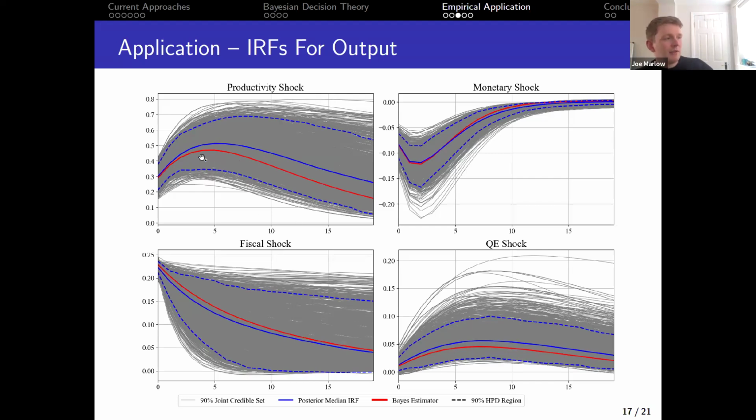Although there's some differences, so the Bayes estimator produces less persistence in output following a productivity shock, in general the central tendencies are not too dissimilar in this case. The big difference really is to do with how we characterize estimation uncertainty. You can see that the gray lines here are very far away from the dashed blue lines. So it seems like the main benefit of using these joint approaches, at least in this setting, is to do with the fact that we're understating the degree of estimation uncertainty in conventional approaches.